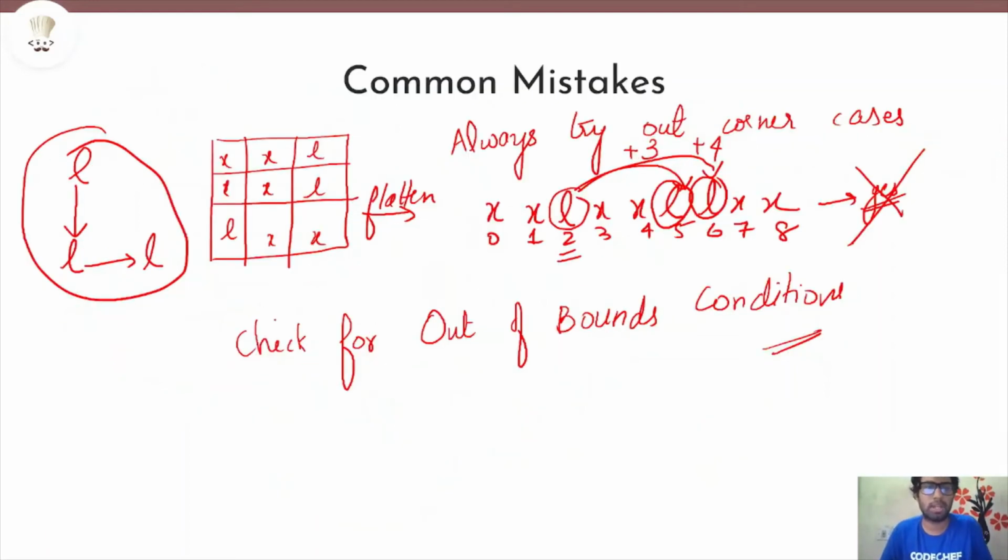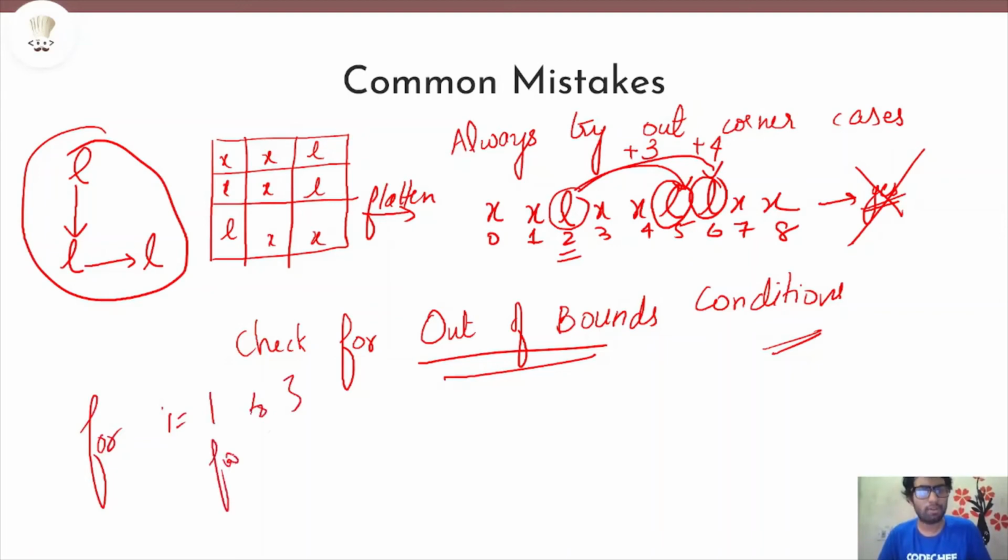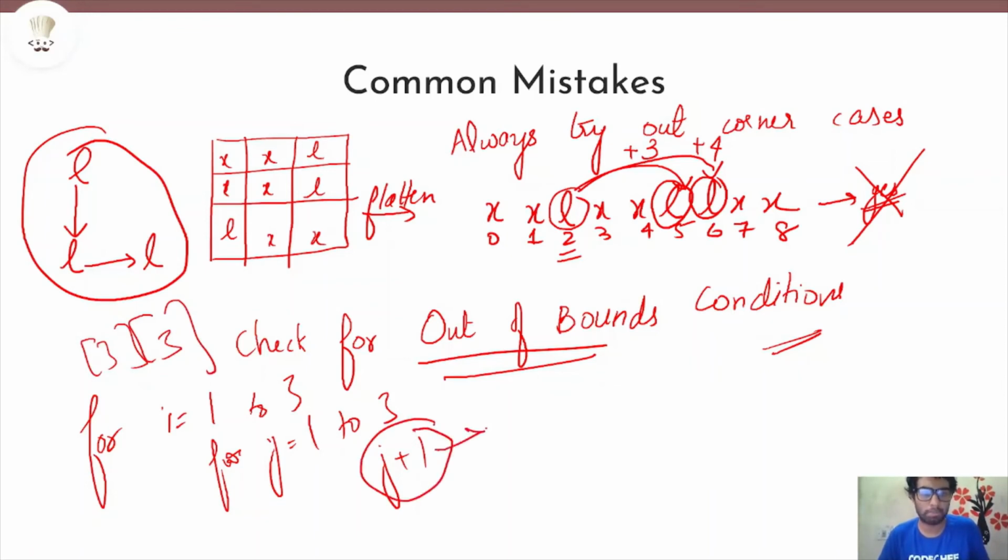The other common mistake was that you always have to check for out of bounds conditions. For example, without checking for out of bounds, if you have a loop from i 1 to 3, and a loop for j from 1 to 3, and you're checking j plus 1, and you have a matrix that you ingested that was 3 by 3 size, then since j plus 1 equals 4, this will run out of bounds, because your array was only up to 3 by 3 if you follow 0 indexing, or up to 4 by 4 if you follow 1 indexing.